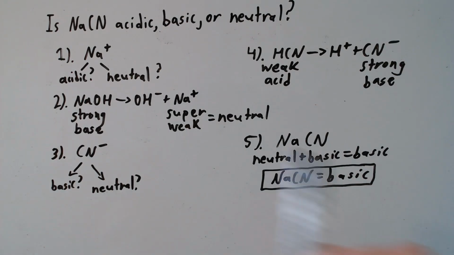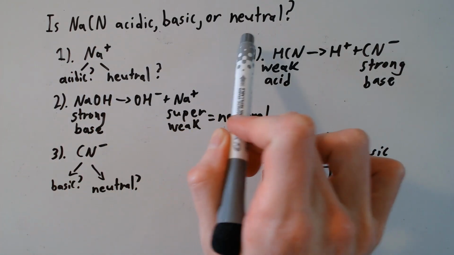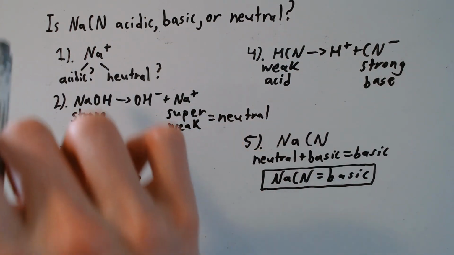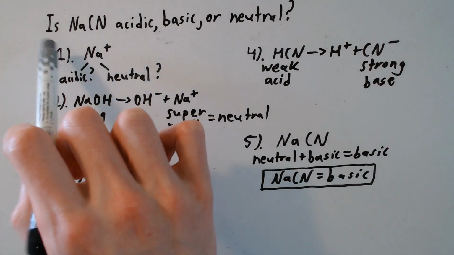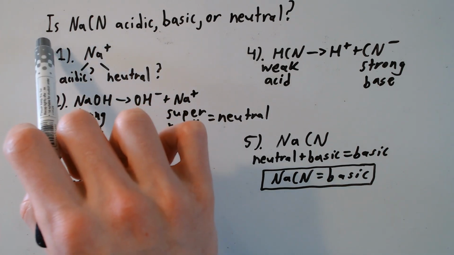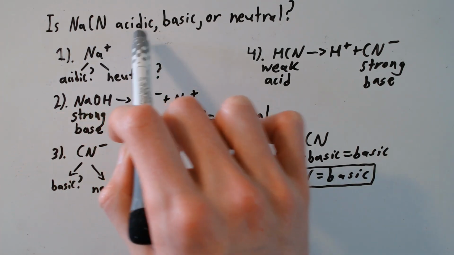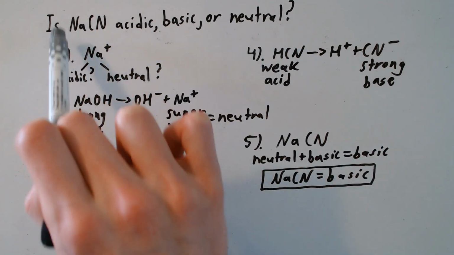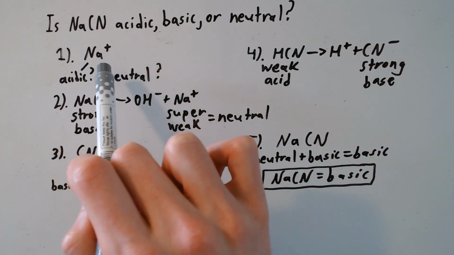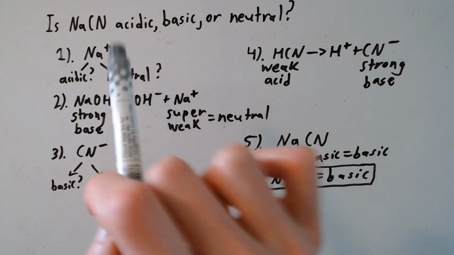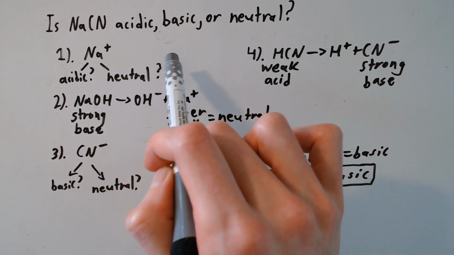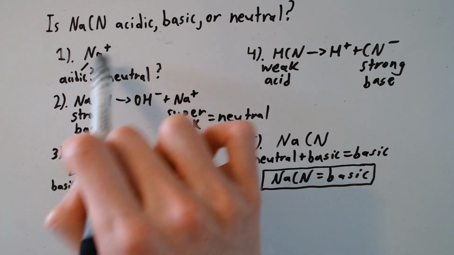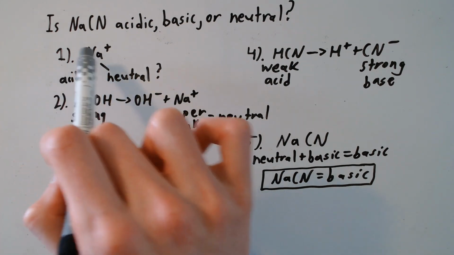So I just want to do another problem here, another example, just to drill this concept in. So let's see, is NaCN an acidic, basic, or neutral salt? Well, first we take the cation, the Na+, and cations can either be acidic or neutral, and we need to find out which one. So again, we take the conjugate base of this potentially acidic cation.